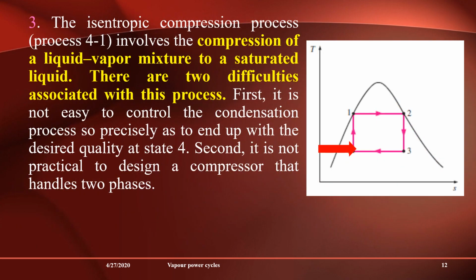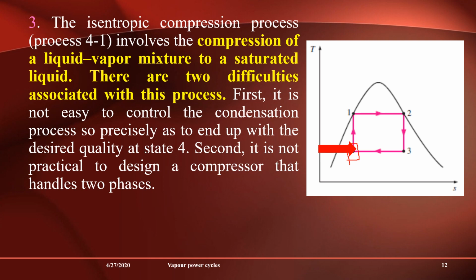And the third problem is regarding the process 4-1. 4-1 is the compression process. Here also you can see that this point 4 is in the mixed region. It is more liquid and very little vapor. Its quality is very low. So two-phase compression occurs in the process 4-1.